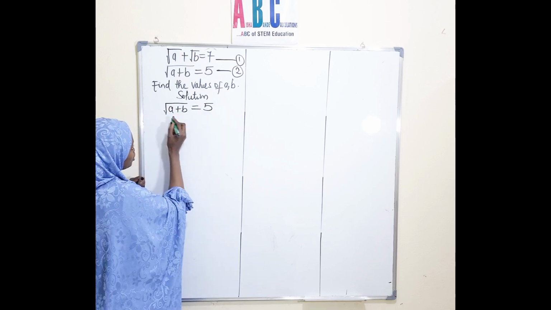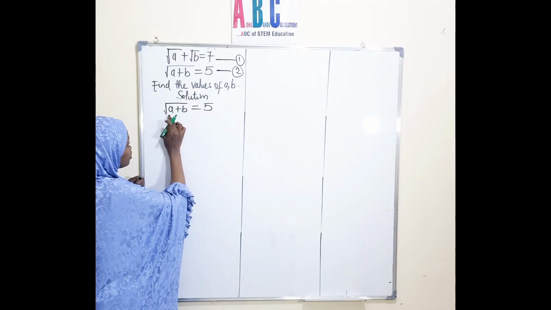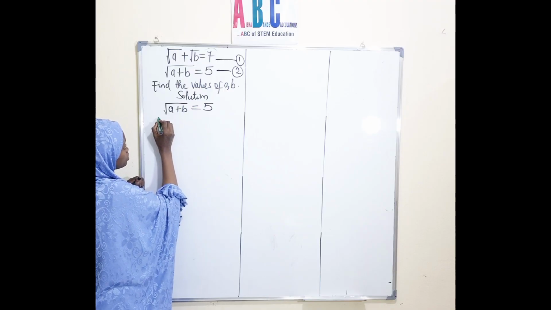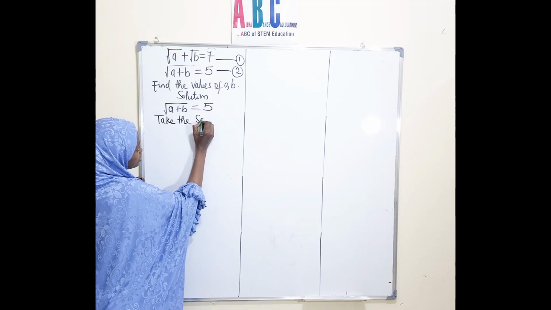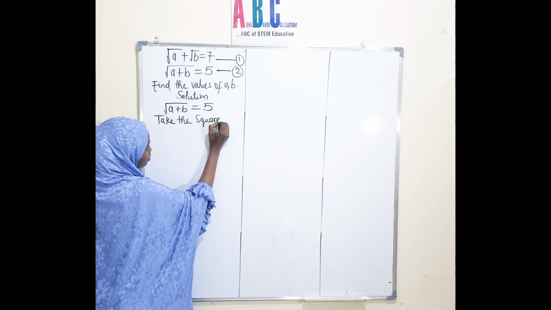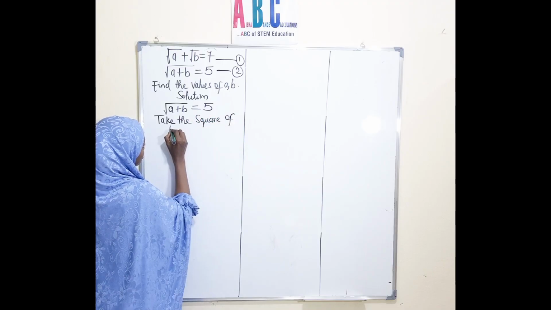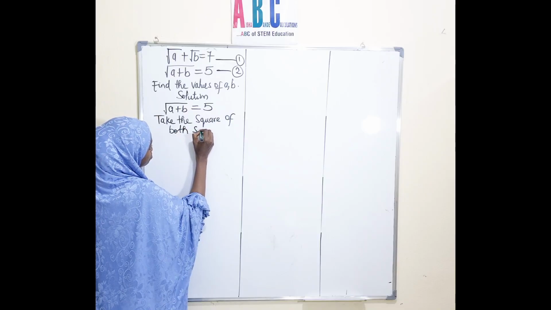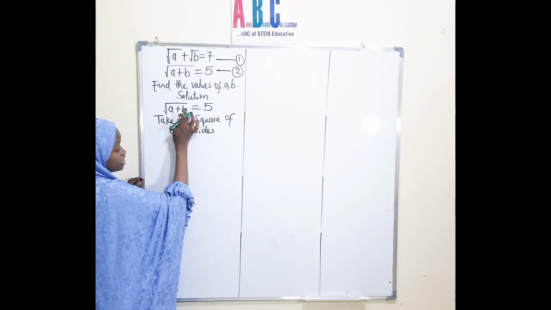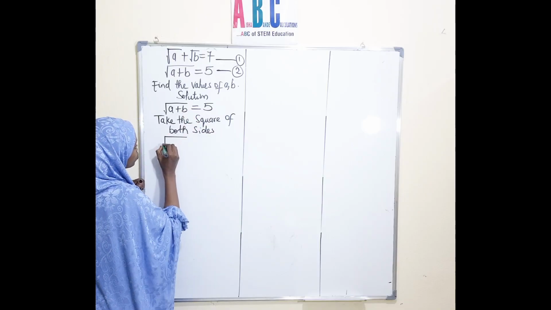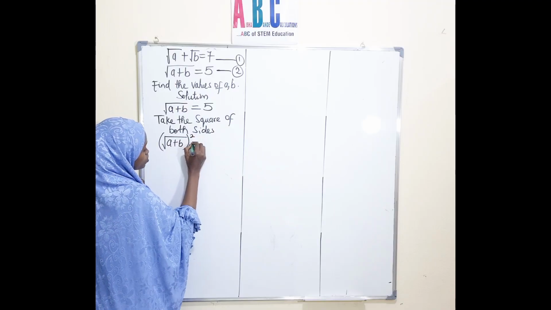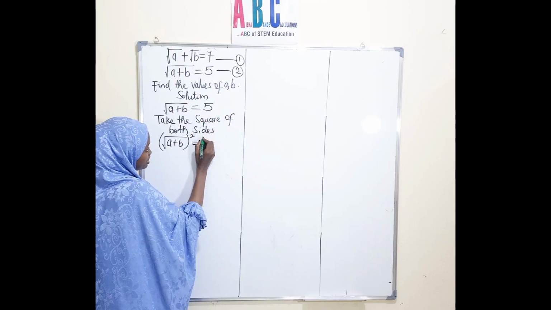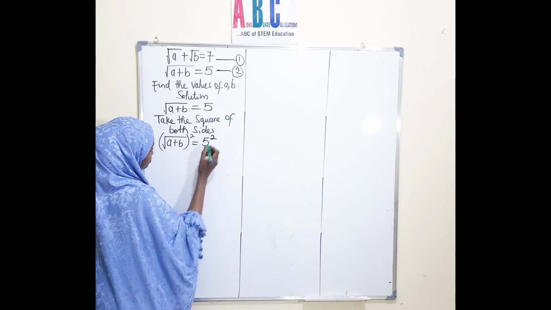So let's simplify this. What do we do to remove this square root sign? We are going to take the square of both sides, okay? So let's square the left-hand side. This is going to be what? Square root of a plus b all squared is equal to, we also square the right-hand side, so this is equal to 5 squared.